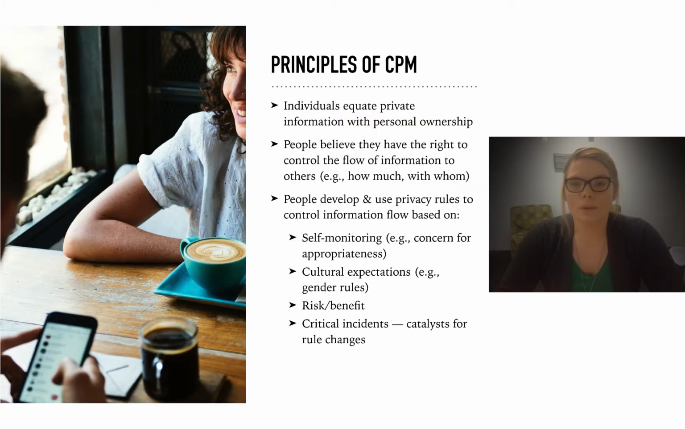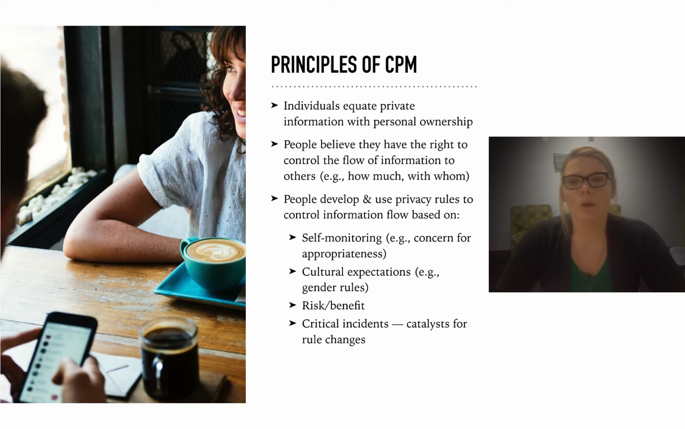The core principles of CPM first are that individuals equate private information with personal ownership. So just as I own my iPhone or my car, I own the information that I have and choose to or choose not to share with other people. And people believe that they have a right to control the flow of that information. So how much do I share and who do I share it with?